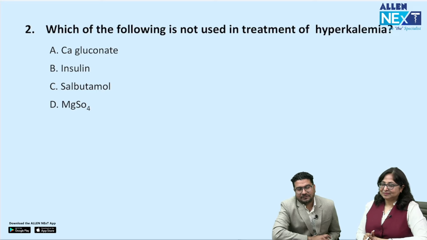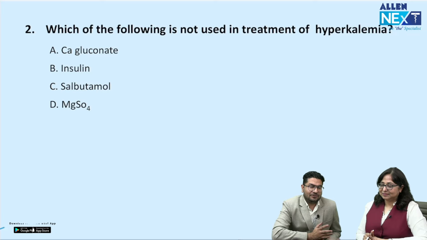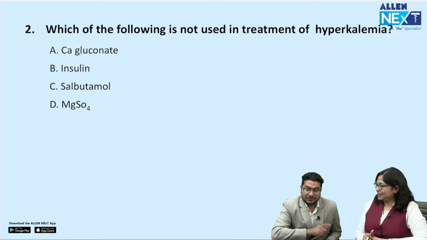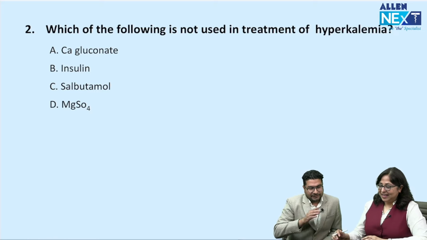Most of the time, from electrolyte imbalance, they'll ask you the treatment of the hyper part, because hypo part treatment you already know. Hyponatremia, what do you give? Sodium. Hypokalemia, what do you give? Potassium. Hypocalcemia, calcium. So they will not ask you that; they will ask you hyper treatment. So try to answer this.